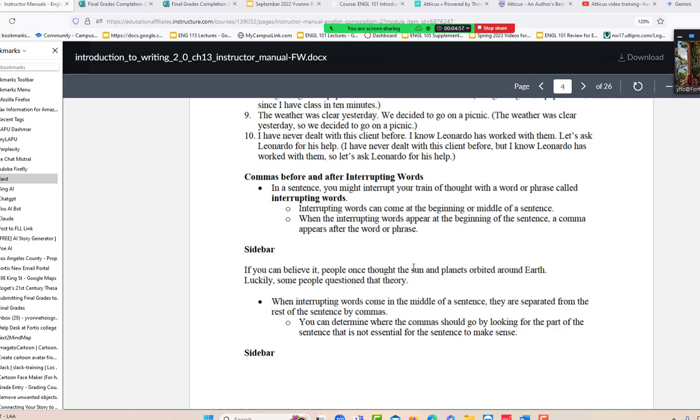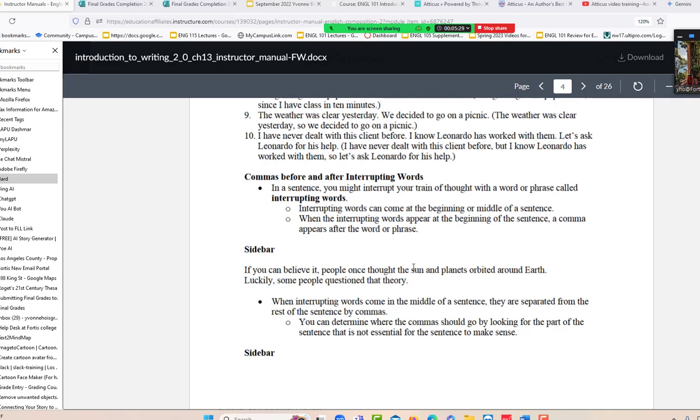Commas before and after interrupting words. In a sentence, you might interrupt your train of thought with a word or phrase called interrupting words. Interrupting words come at the beginning or middle of a sentence. When the interrupting words appear at the beginning of a sentence, a comma appears after the word or phrase. If you can believe it, people once thought the sun and planets orbited around Earth. Luckily, some people questioned that theory.